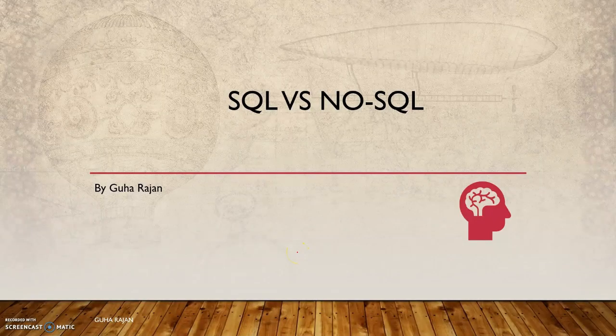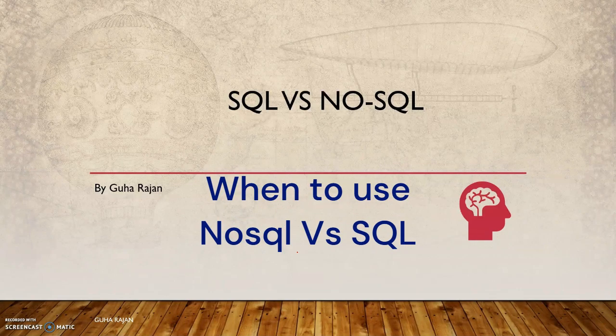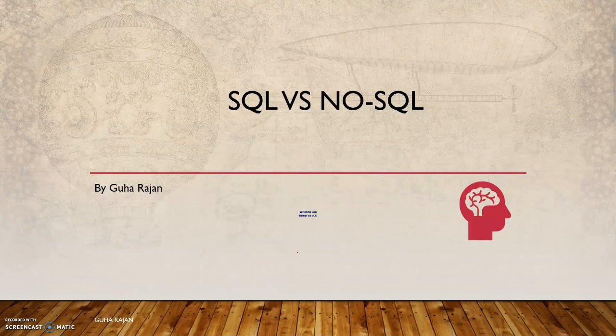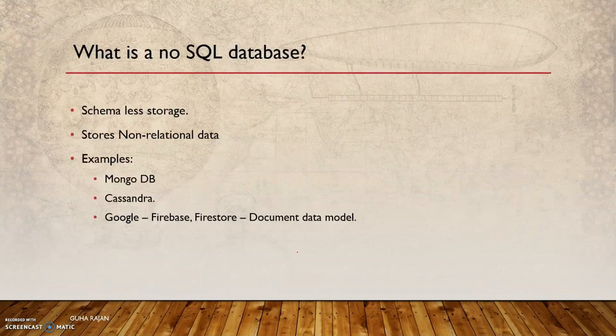Let us now look at the differences between SQL and NoSQL, and when to use a NoSQL and when to use a SQL database. SQL means the RDBMS, and NoSQL is not related to RDBMS. So what is a NoSQL database? It's a schema-less storage. In RDBMS, we have a concept called schema.